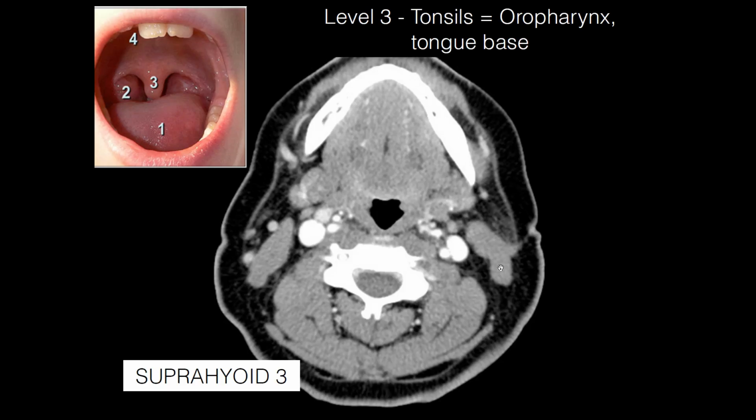Sternocleidomastoid, great. And that's itself a muscle that is an important boundary for lymph nodes. Anything posterior to that is going to be where level 2 becomes level 5.